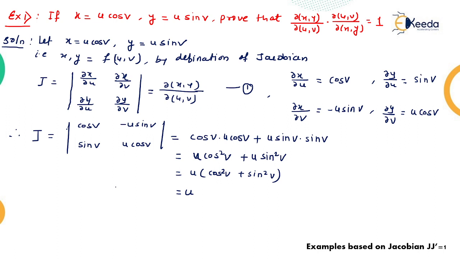So the Jacobian J, that is ∂(x,y)/∂(u,v), you will get here only u.